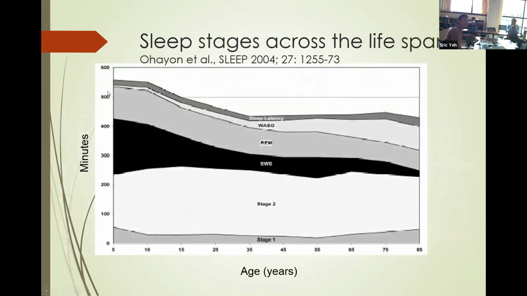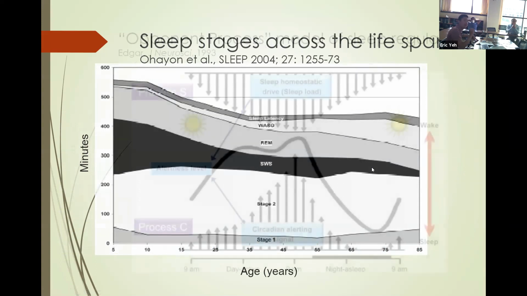So if you look at that, sleep latency, WASO, and all that, you're still, even at the age of 85, though this is a study from about 15 years ago now. But with stage 1, the proportion stays the same, but really, it's the slow wave sleep that diminishes a lot more as you age, okay?